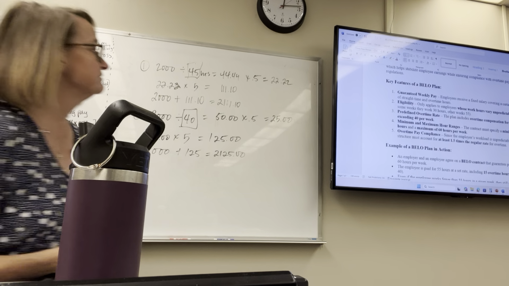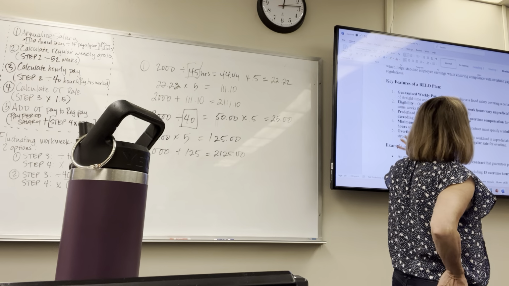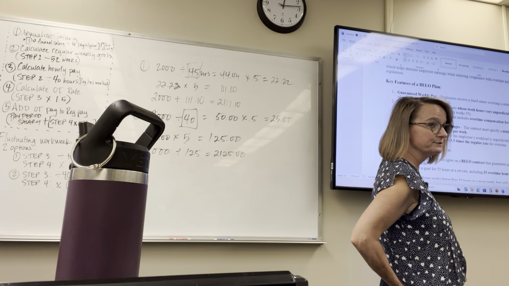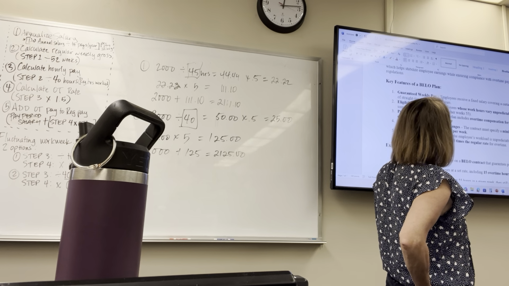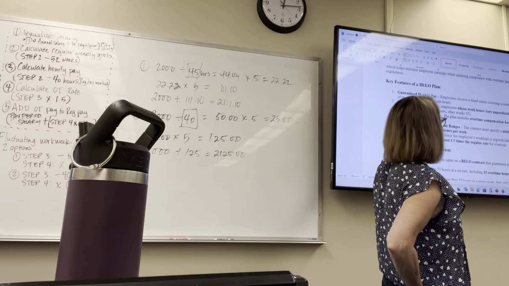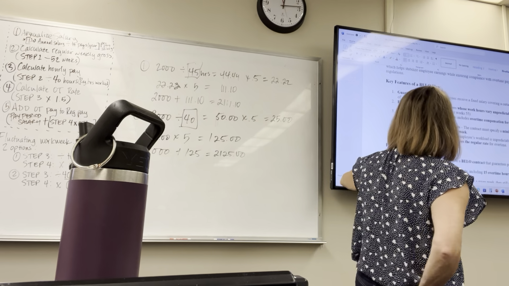So here's some of the key features. It has guaranteed weekly pay. Employees will receive a fixed salary covering a certain number of straight time and overtime hours. It only applies to employees whose work hours vary unpredictably. So for example, 30 hours one week, 55 hours the next week. They're just kind of all over the place.